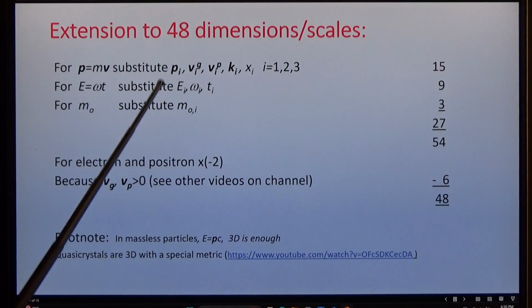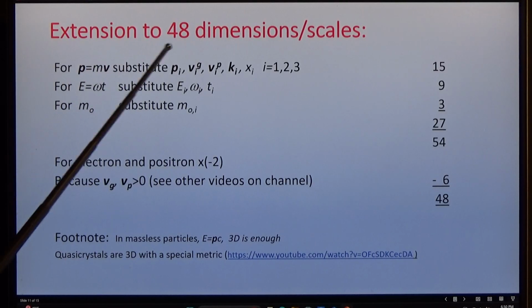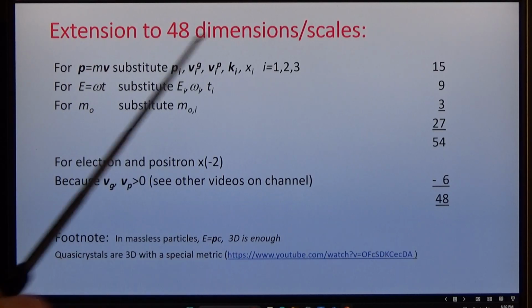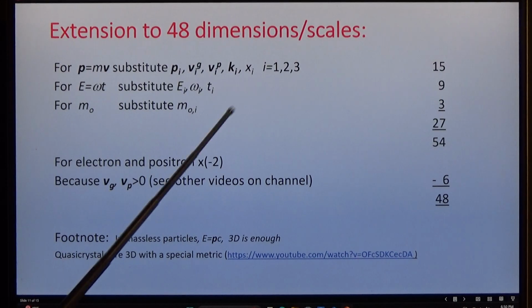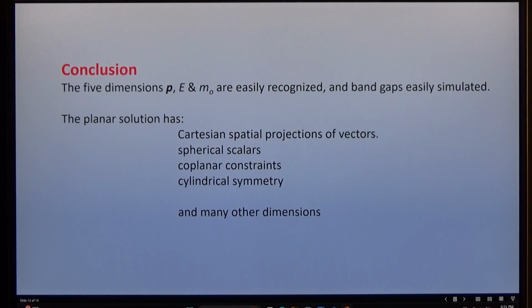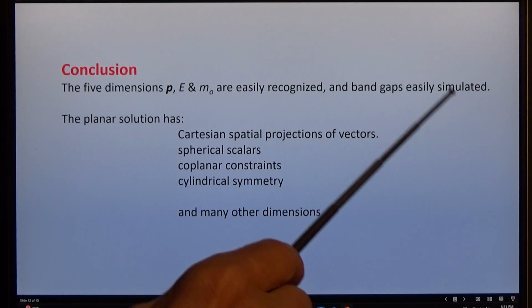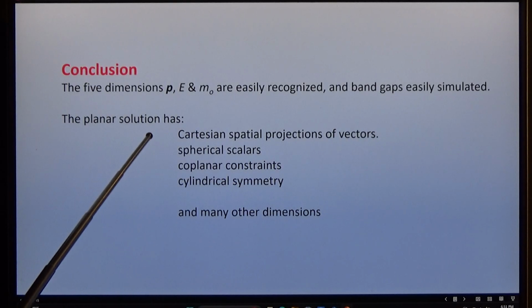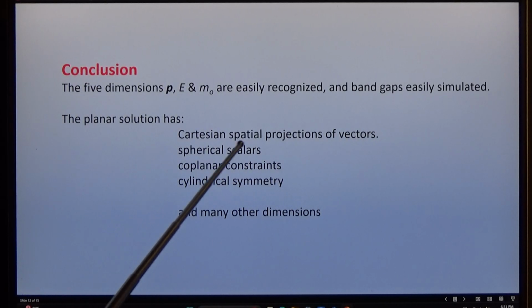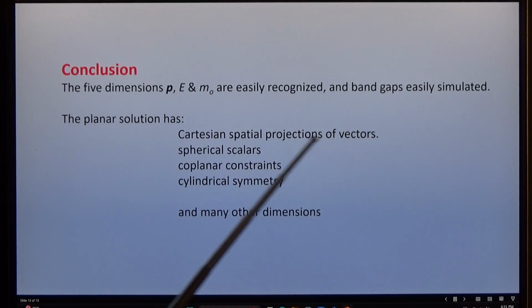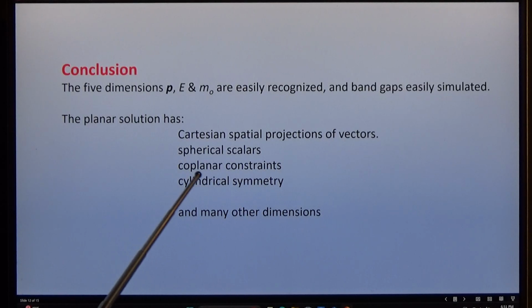And we can extend the same ideas to 48 dimensions listed here. All very easy to describe, and the gaps are easily simulated. The planar solution has Cartesian spatial projections of vectors, spherical scalars, co-planar constraints, cylindrical symmetry, and many other dimensions.